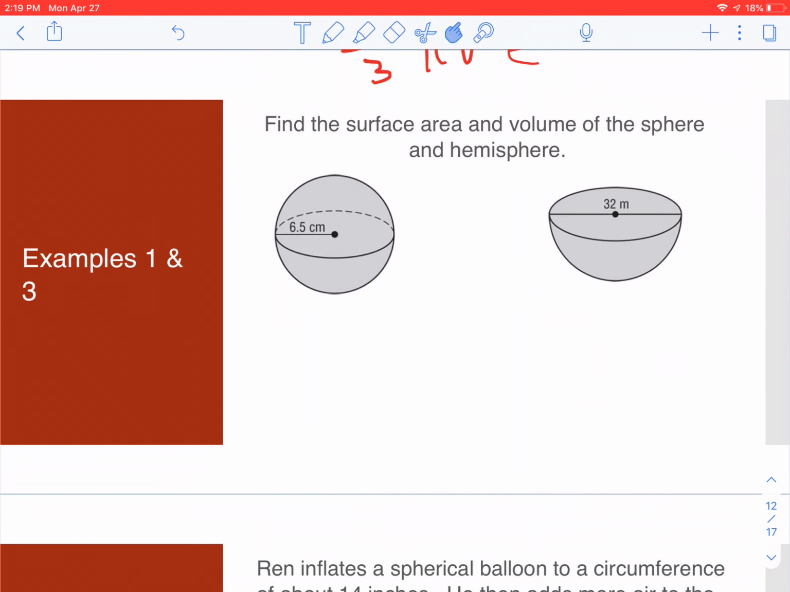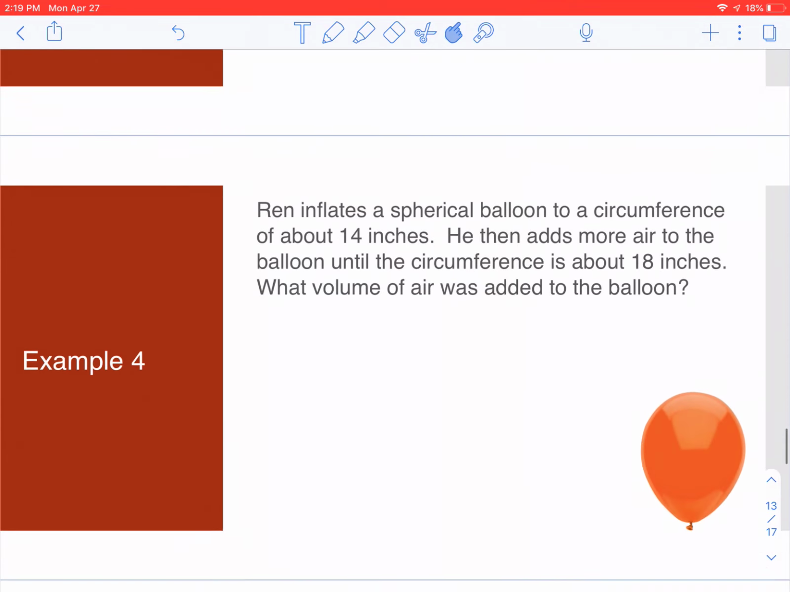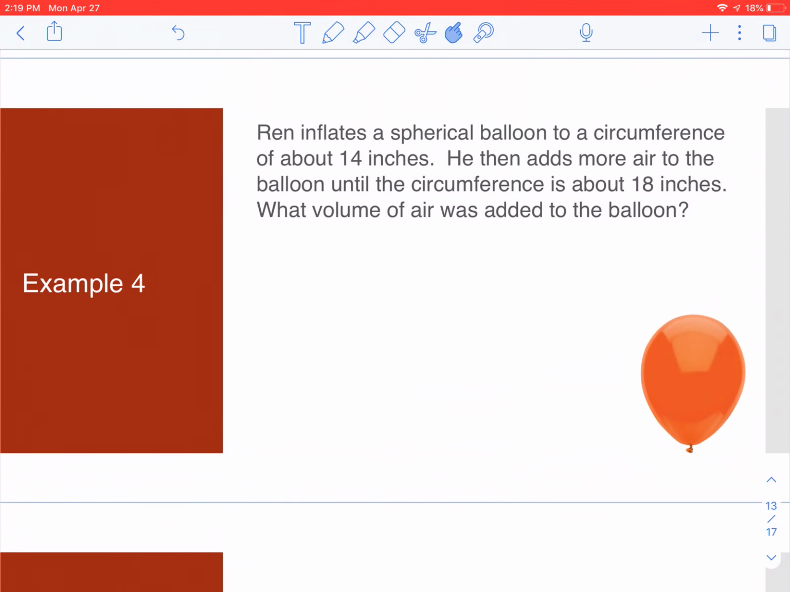Okay, here's more examples. If you guys want to pause here and practice these, you can. Just make sure that this diameter becomes 16, 32 divided by 2. And this is a hemisphere, so it's half. Everything is half there. Okay, we're going to end with one more problem.